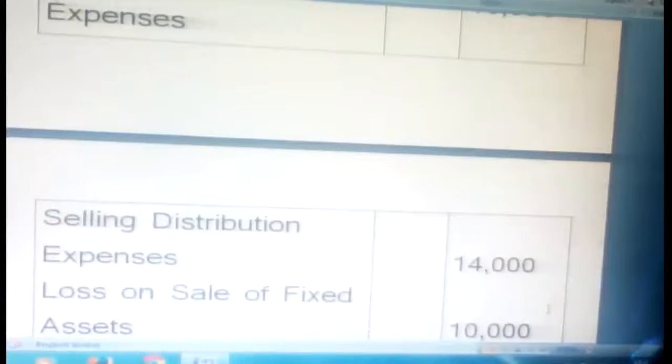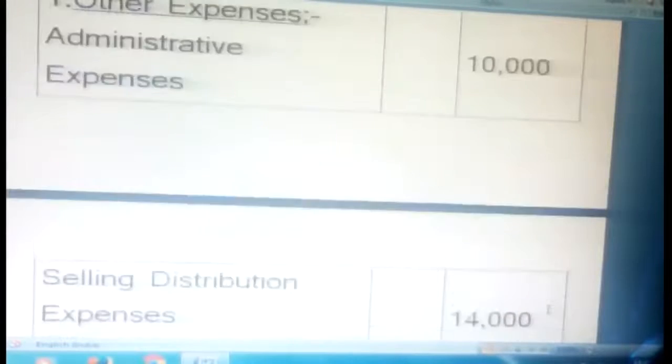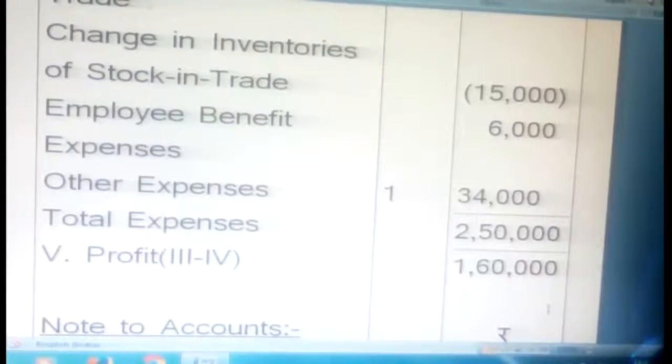Then our selling expenses 14,000. Loss on sale of fixed assets 10,000. All three together 34,000. Okay, that's why the total here is 34,000. Our total expenses 2,50,000. We got it from our profit.